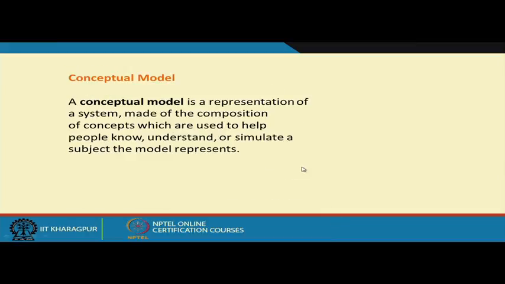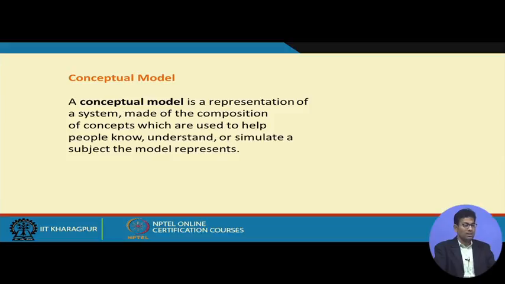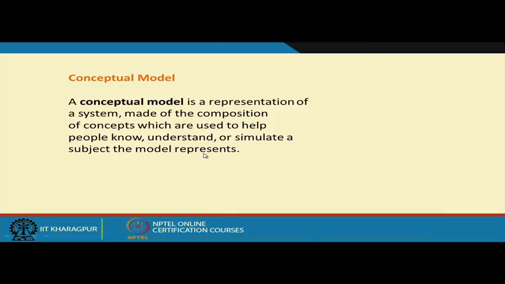Now we move into the conceptual model, the other one we talked about. So, a conceptual model is a representation of a system. This is very, very important: a conceptual model is a representation of a system made of a composition of concepts which are used to help people know, understand or simulate a subject the model represents. So, as the definition suggests, what does the conceptual model do?